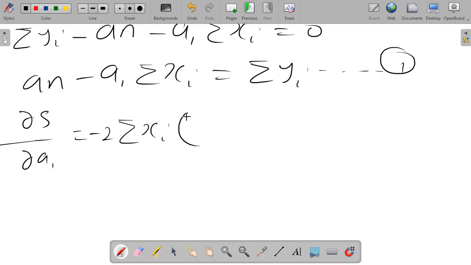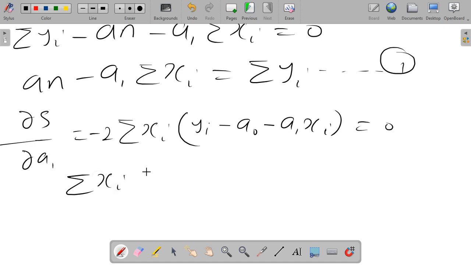You can differentiate it yourself. The way I'm scrolling, I will not be seeing the other side. So I'm having xi, then I have yi minus a naught minus a1 xi, equal to 0. From here, divide both sides by minus 2. I'm having the summation of xi in brackets of yi minus a naught minus a1 xi is equal to 0.